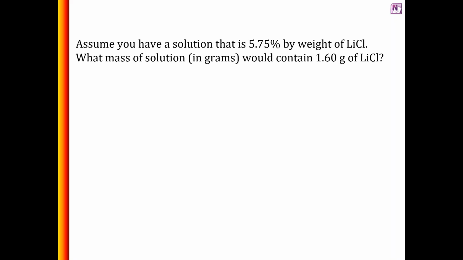Okay, so let's take a look at this one. So this time, we want to know what is the actual mass of the solution. So they gave us a percentage this time, and they want to know what's the mass of the solution. Okay, so remember my formula. So my percent is equal to the mass of the solute over the mass of the solution.